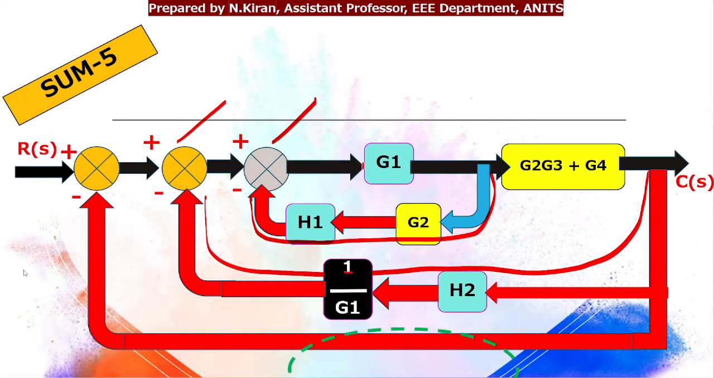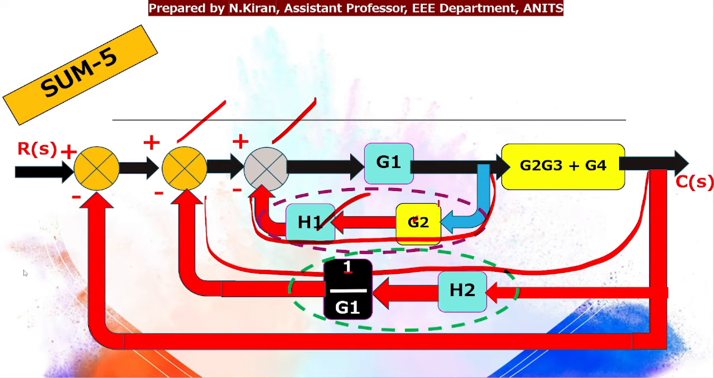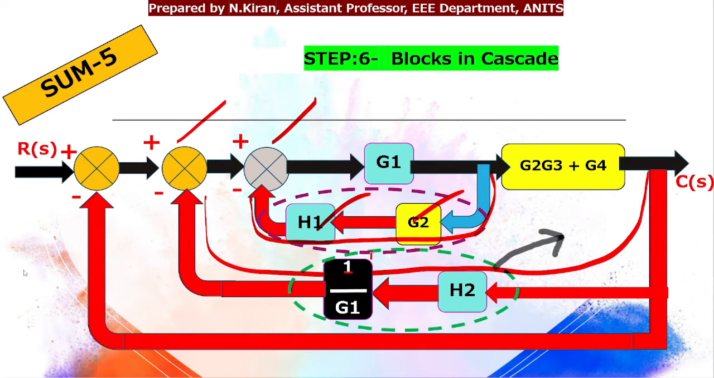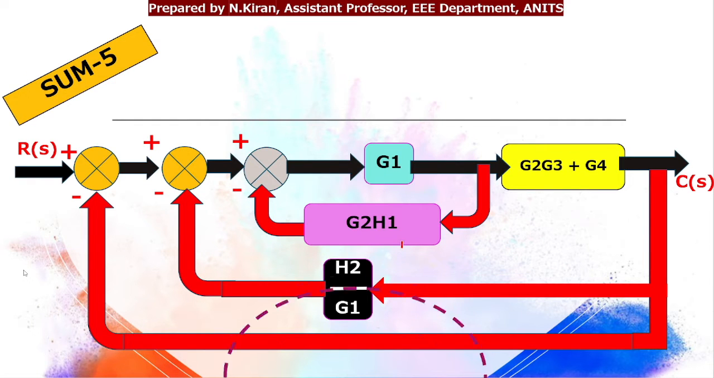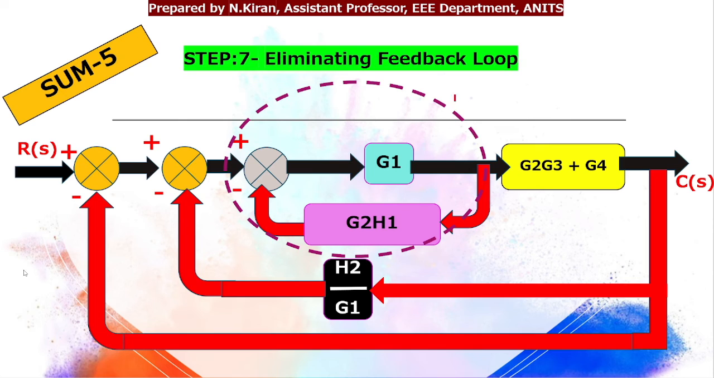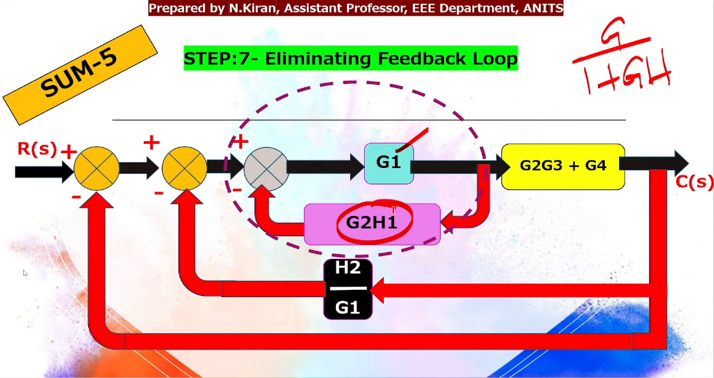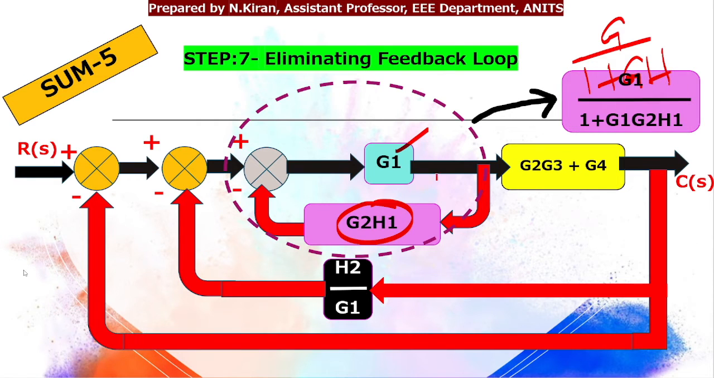In the next step, these two are in cascade. That will give me H2 by G1, and these two will give me H1 G2. So next will be eliminating the feedback loop, that is nothing but G by 1 plus G into H. In place of G, I have G1. In place of H, I have G2 into H1. Upon applying the formula, that will give me G1 divided by 1 plus G1 G2 into H1.